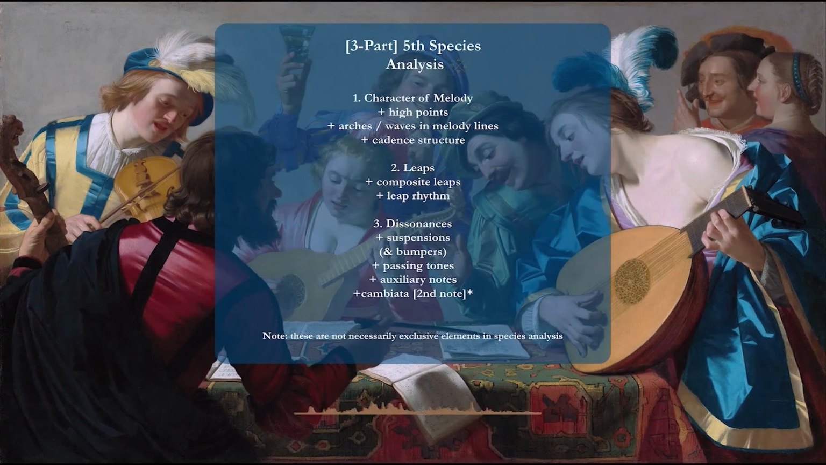Welcome. This is going to be an analysis in three-part fifth species. It'll be most useful for counterpoint students and those interested and curious in composition. The purpose of this analysis is to become increasingly aware of these elements in your species exercises, whether it's in 2, 3, or 4 parts, and then eventually in your overall compositions. There will be more resources and a PDF linked in the description below.